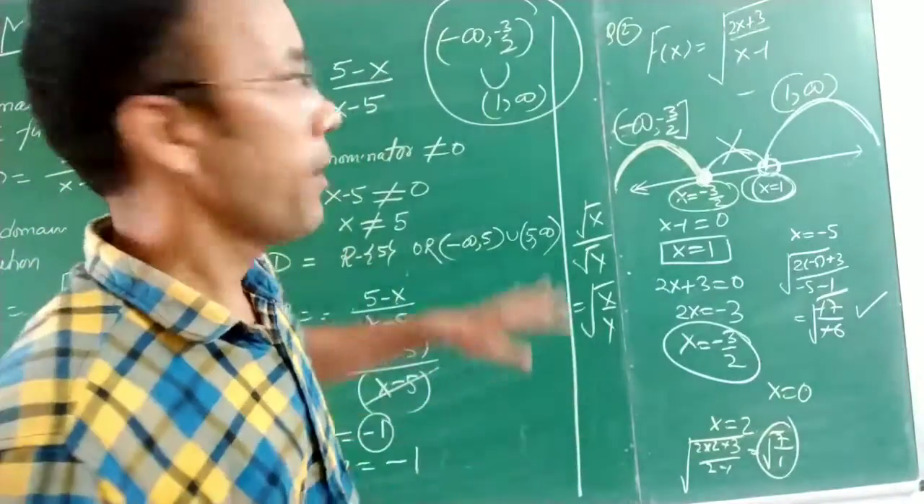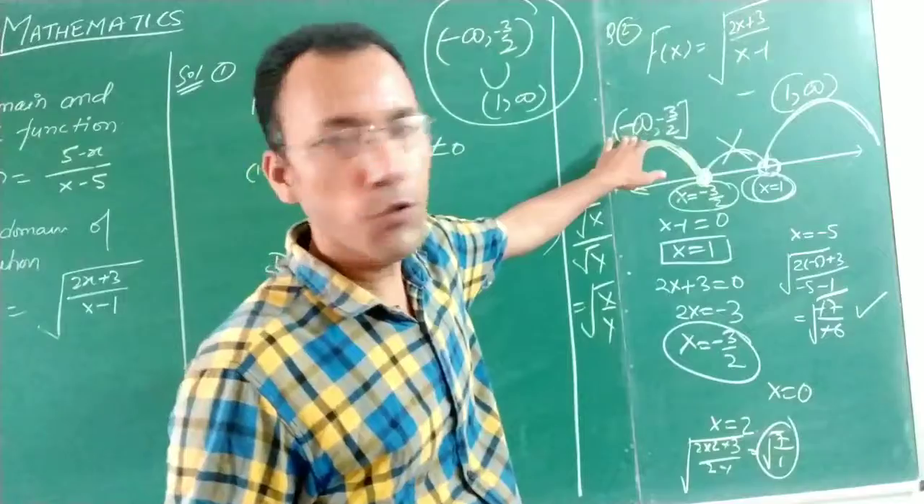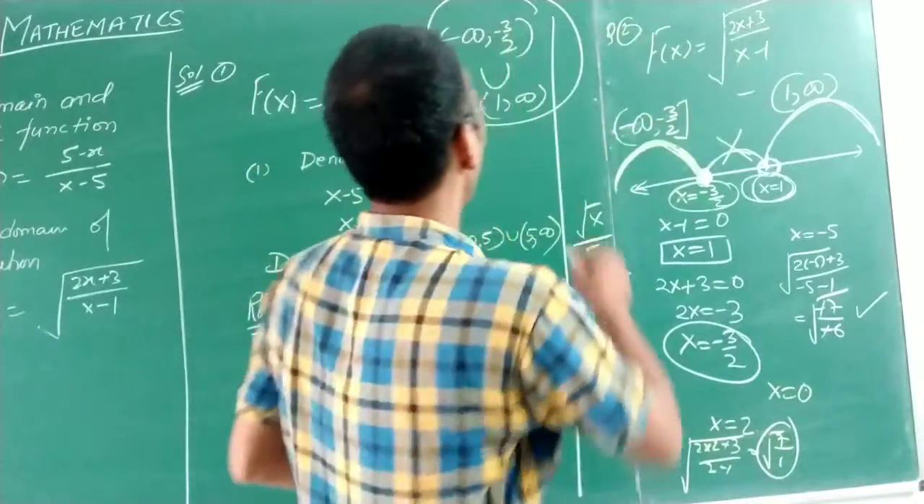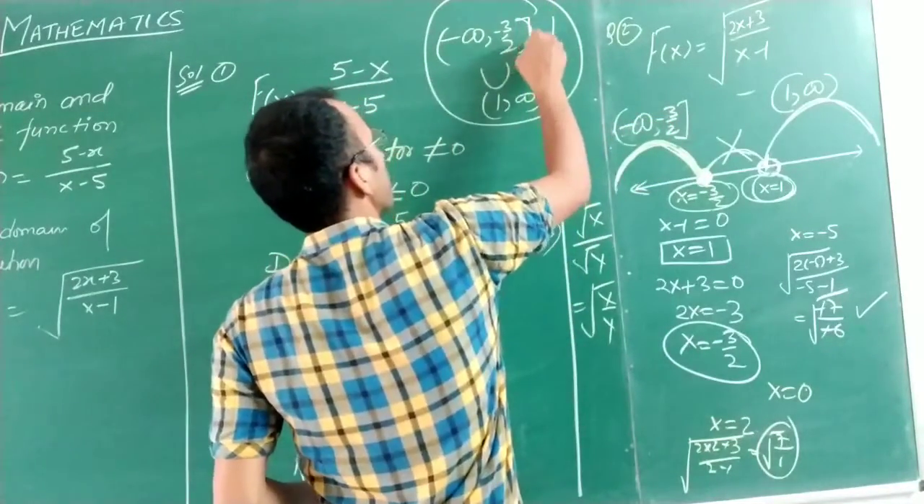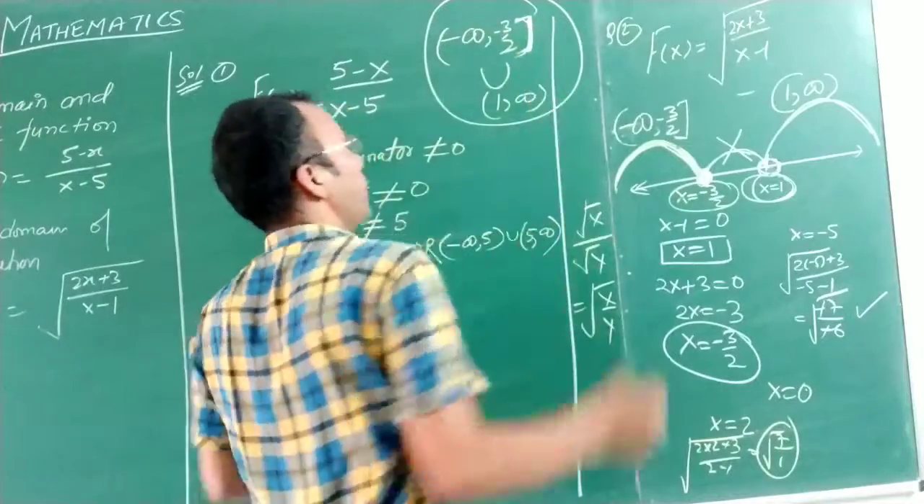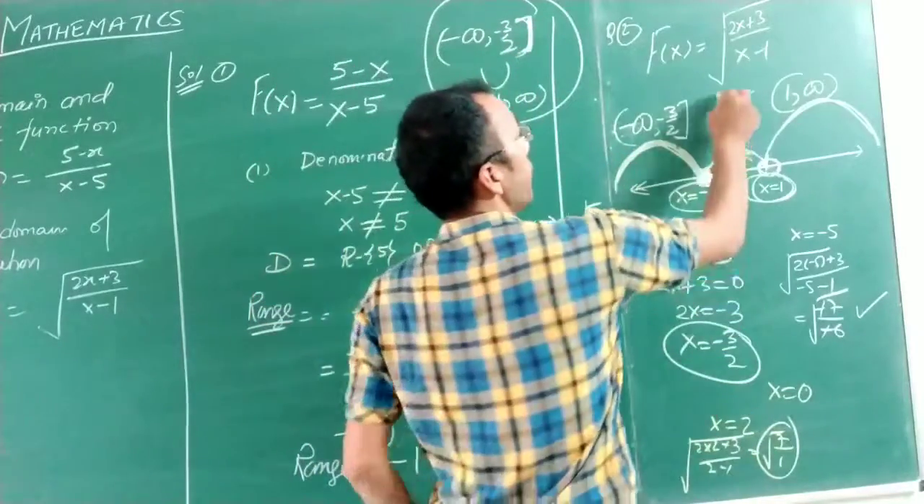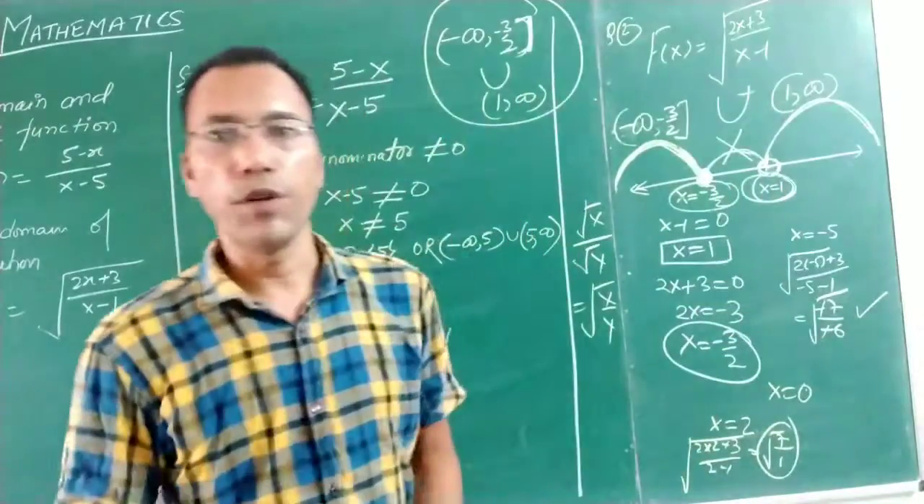The domain is minus infinity to minus 3 by 2, which is a closed interval, and union 1 to infinity.